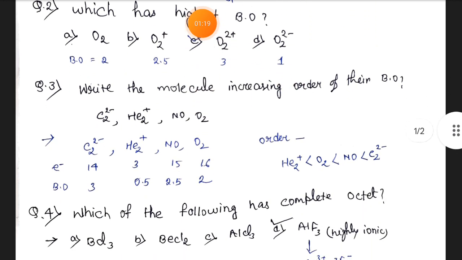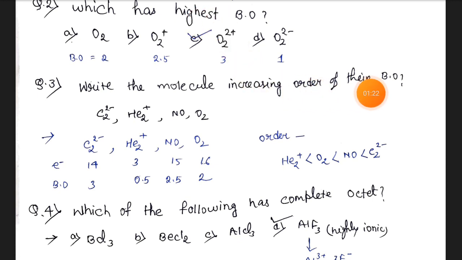Next, write the molecules in increasing order of their bond order. Here you first have to calculate the electrons: for the first it is 14, then 13, then 15, then 16. So the bond orders are 3, 0.5, 2.5, and 2. So the order is this.